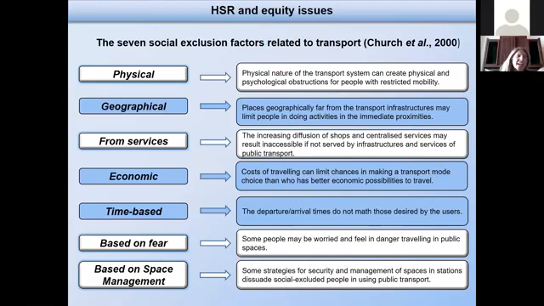Then I call economic exclusion the fact that high-speed rail is still expensive. So not all socioeconomic categories can afford this service. This means excluding a priori some socioeconomic categories, and this is not fair, because high-speed rail is still expensive in many countries. By time-based exclusion, I mean that the scheduled departure and arrival times don't match those decided by the users.